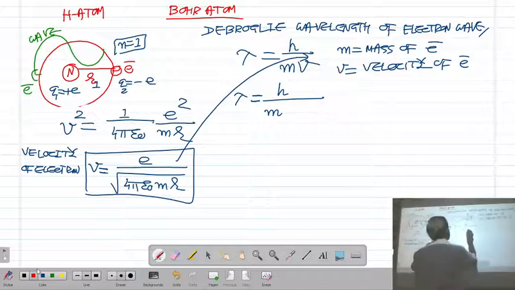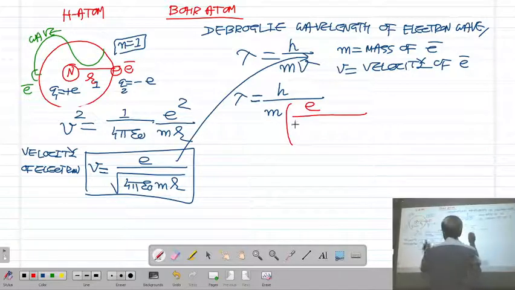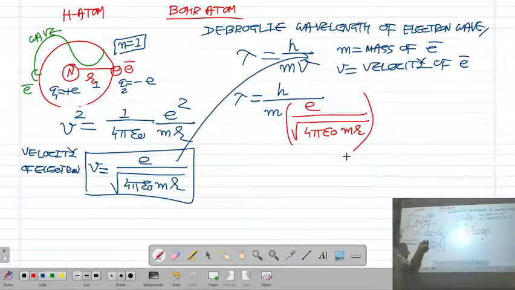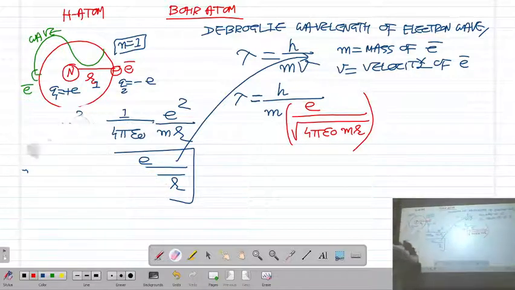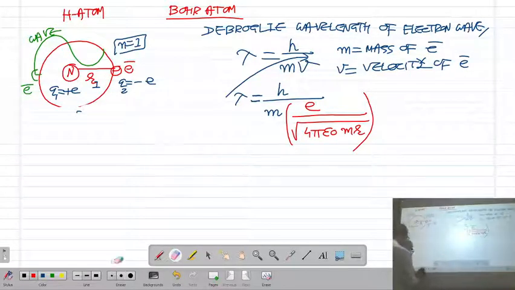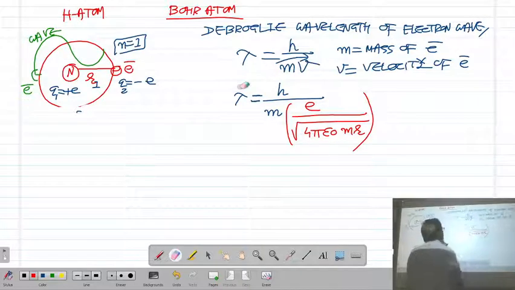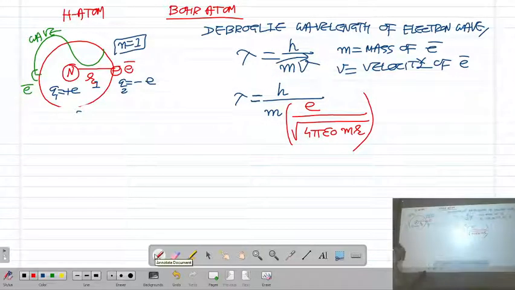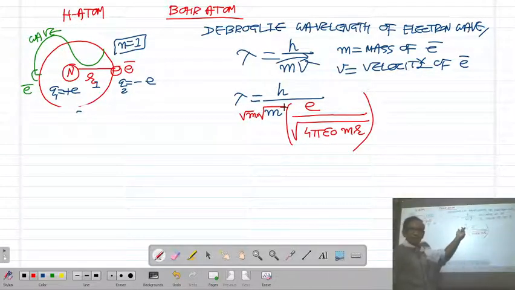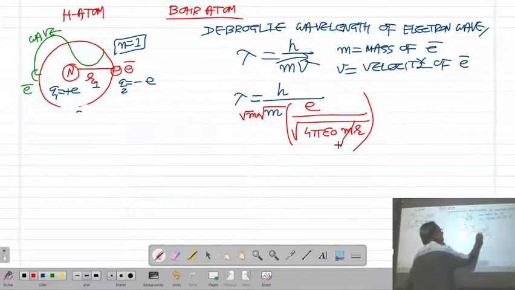We have just obtained the equation of velocity. It is e upon under root 4 pi epsilon 0 mr. Velocity of electron is e upon under root 4 pi epsilon 0 mr. So this m can be written as under root m into under root m. So one under root m is cancelled.